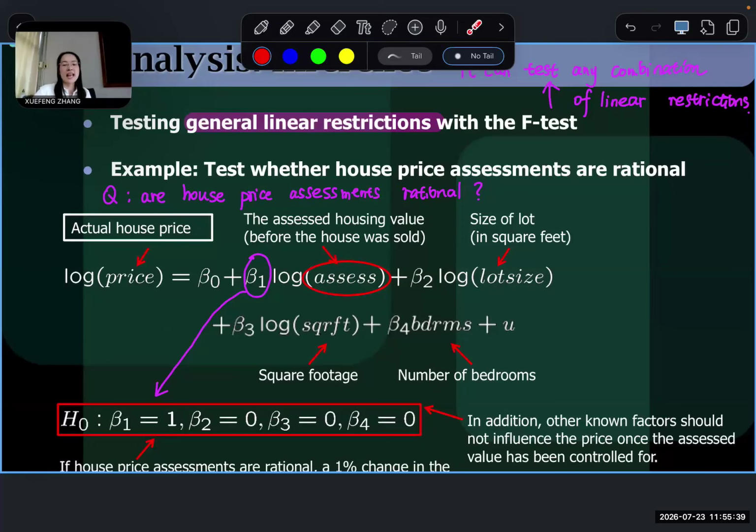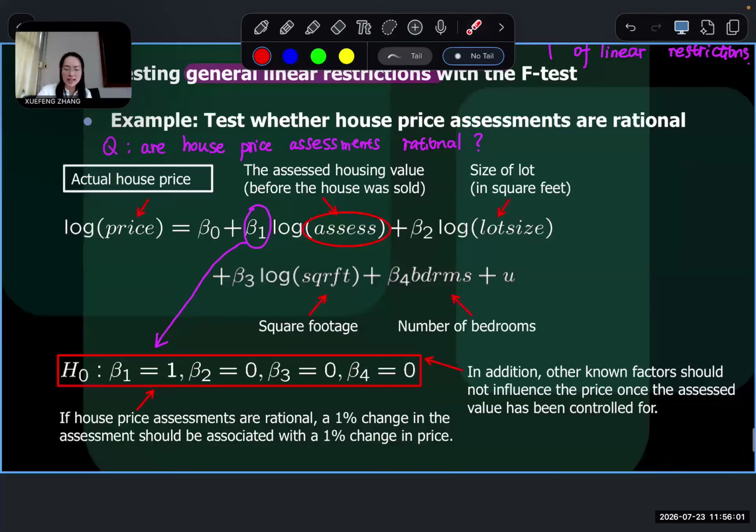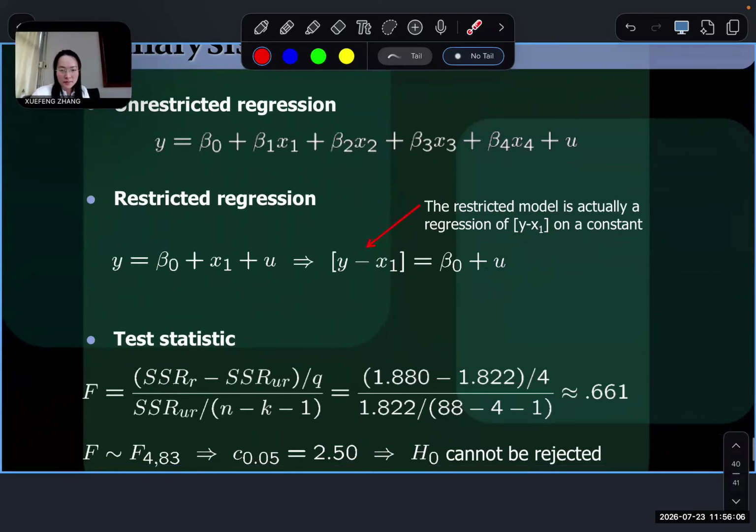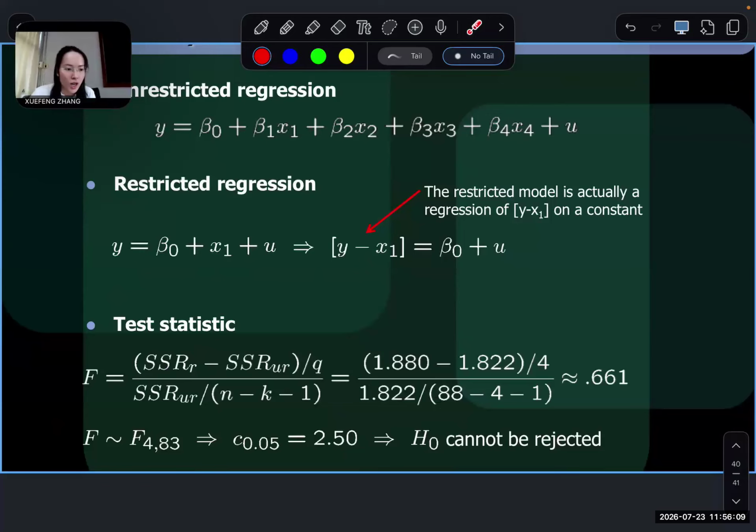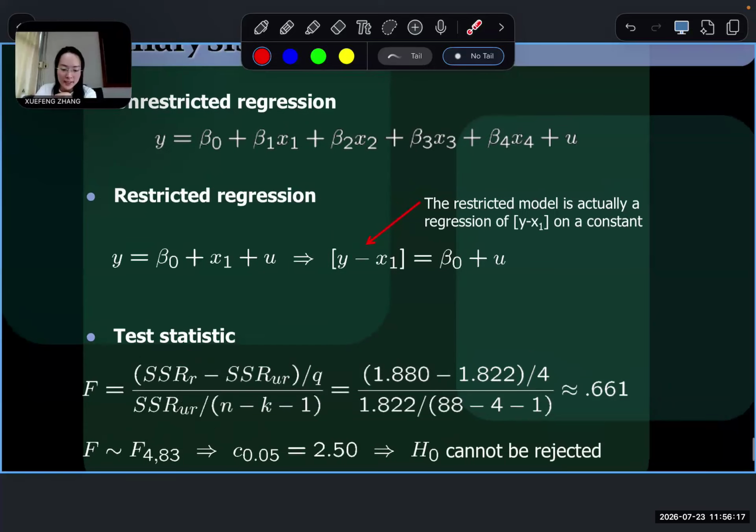Mechanically, it works exactly the same way. Estimate the restricted versus the unrestricted model, all right? So you run the regression twice, you compare the SSR, and then you compute the F statistic, right? The same formula, same logic, just a more interesting hypothesis behind it. Okay, let's see the regression. Next one. Let's see how to actually build the restricted regression for this hypothesis, okay?